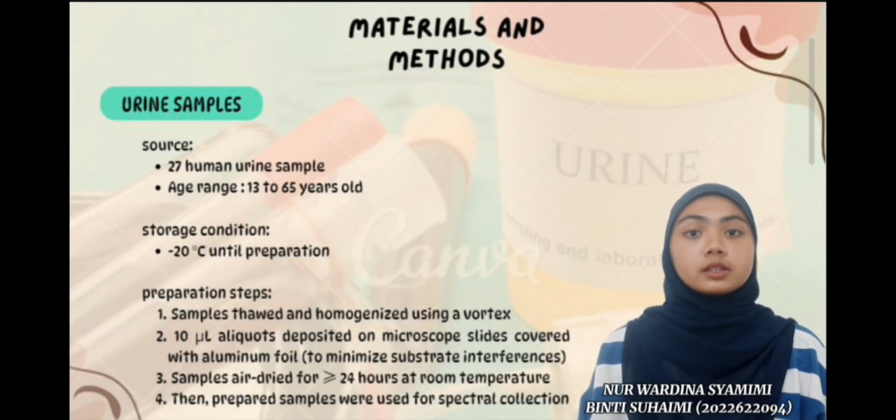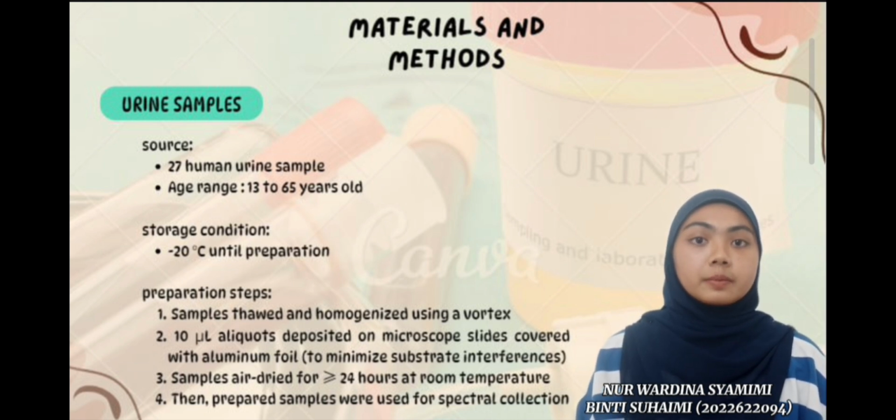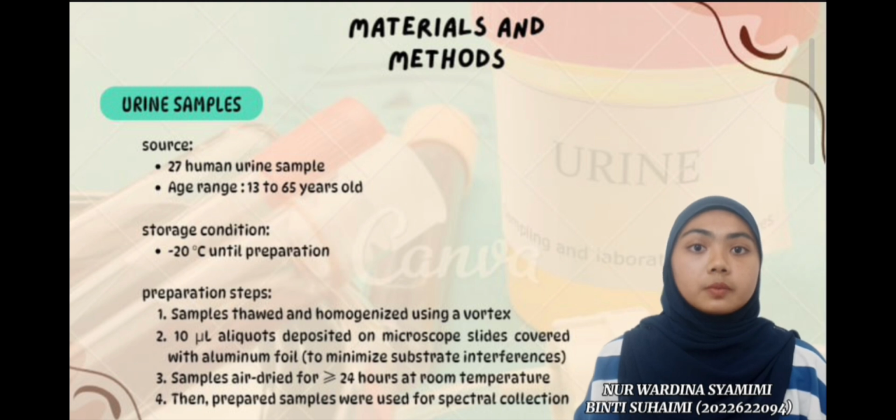Next, I will briefly present the methodology for handling and preparing urine samples used in a forensic body fluid analysis study. A total of 27 human urine samples were acquired from BioIVT. These samples were purposefully selected to ensure diversity in sex and race, with donors ranging in age from 13 to 65 years old. To preserve the integrity of the biological material, all samples were stored at temperatures below -20 degrees Celsius until they were ready for preparation.